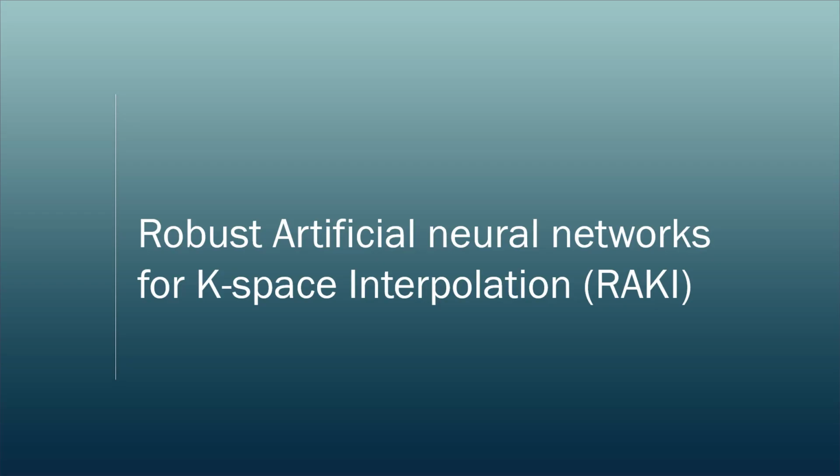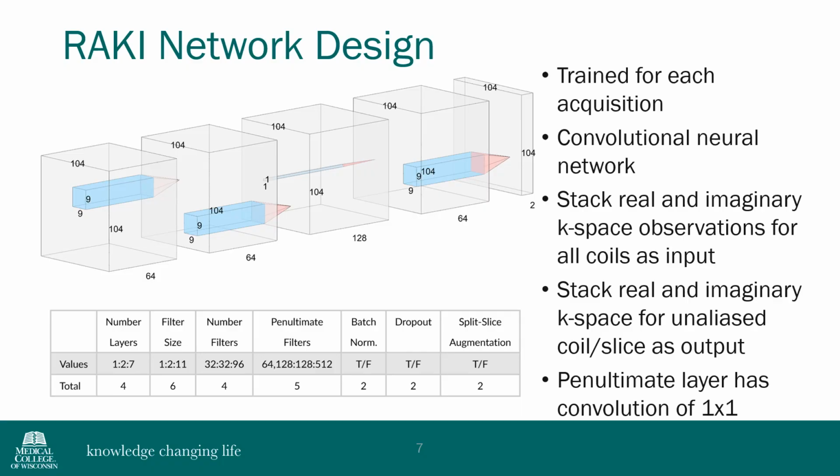Recently, deep neural networks have been proposed to effectively replace the linear GRAPPA kernel with a convolutional neural network. Here's a RAKI network. It's designed to be trained uniquely for each slice and coil for each imaging exam, just as GRAPPA kernels are uniquely fit for each exam. This neural network is shallow compared to other solutions so that it can be trained rapidly.